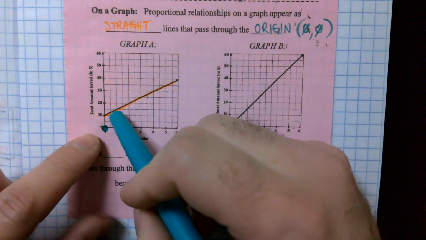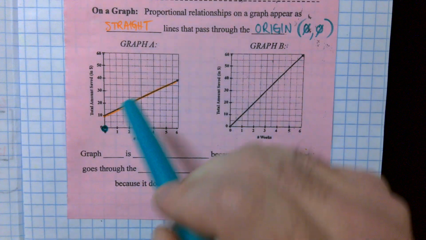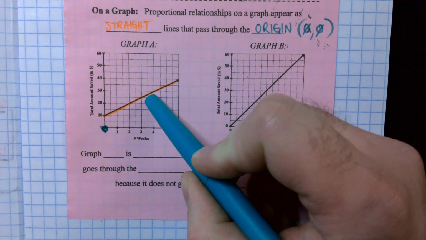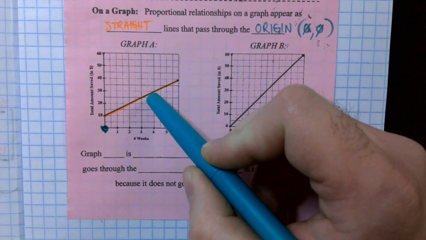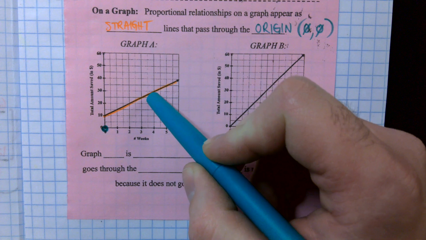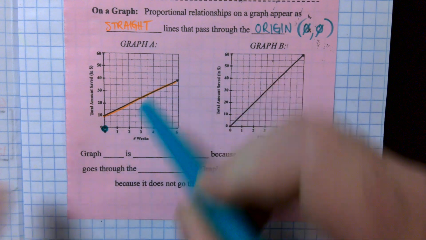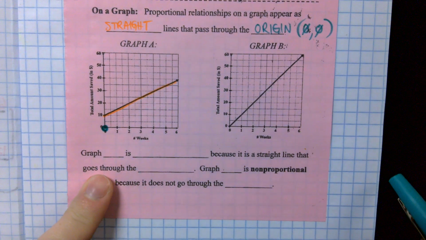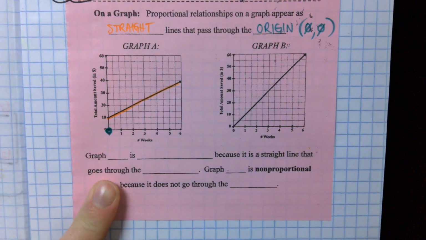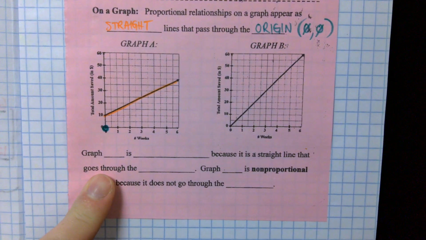Pauly. So, this is a two-parter, right? Is this a straight line? Does it go through the origin? No. It has to be both to be proportional. So while this is a straight line, it does not go through the origin. Everyone cool on that? Yes.